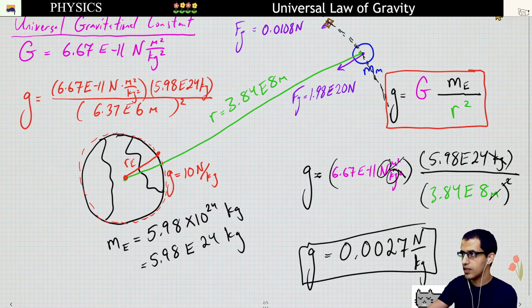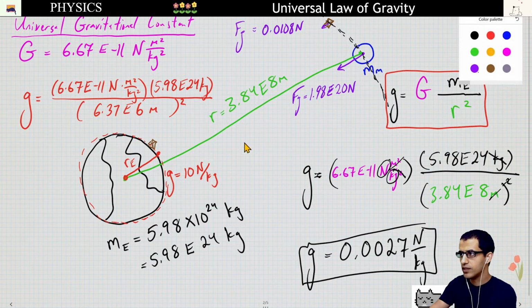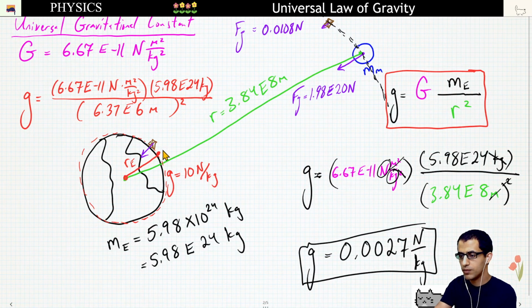So when we place our 4 kilogram box here, to find the force of gravity acting on it, all we did was multiply the mass of this box times the gravitational field strength at this location. So we saw that here the force of gravity was 40 newtons, but at a distance of 3.84 times 10 to the 8 meters, we get a really tiny force.